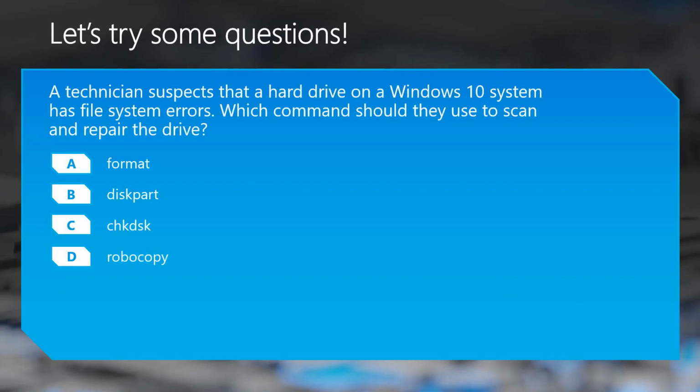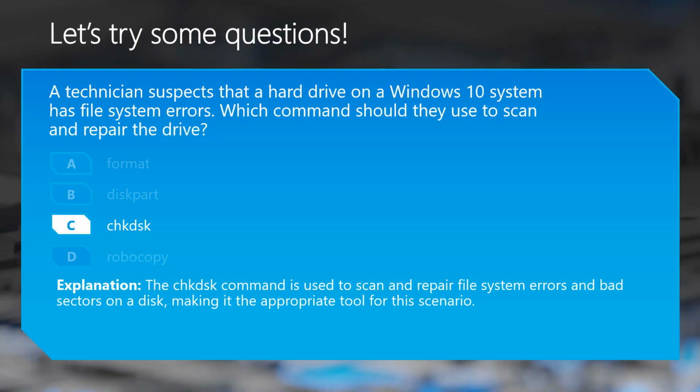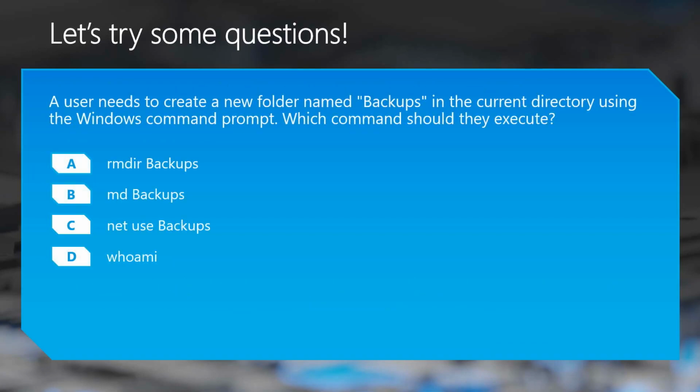A technician suspects that a hard drive on a Windows 10 system has file system errors. Which command should they use to scan and repair the drive? Of those options, check disk. It's interesting because it said file system errors. If it said Windows system errors, I might want to look for SFC. If I saw SFC, I probably would have picked that, but I didn't include that on purpose. So out of those, it would be check disk.